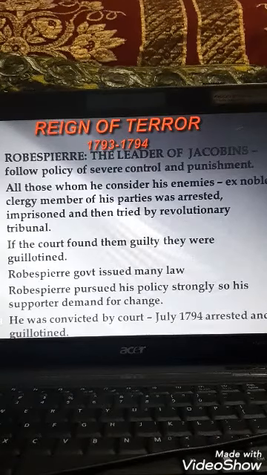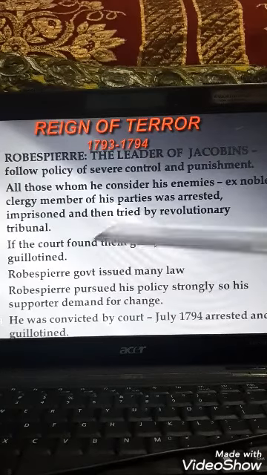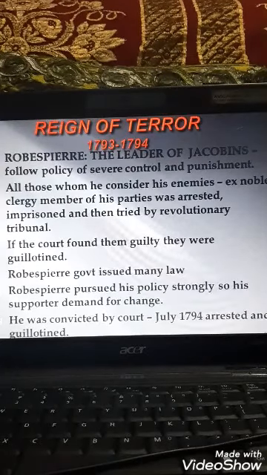All those who were enemies of the republic, like ex-noblemen, clergy, members of other political parties, and even members of his own party, he used to arrest and imprison them and put them on trial. In Hindi, we call it Muqaddama. According to the court, he used to try them. If the court found them guilty, they were guillotined. It was a different type of machine that is used to cut the head.